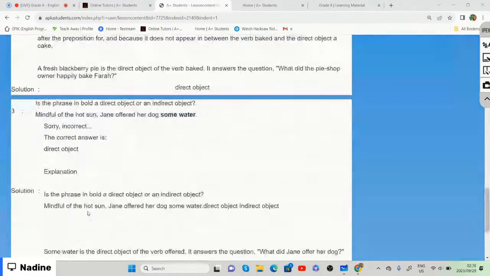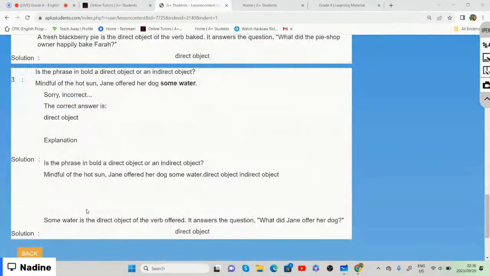Mindful of the hot sun, Jane offered her dog some water. We need to say if this is a direct or indirect object. It's basically us asking what did Jane offer her dog? So Jane offered the dog some water, which means that this is a direct object.